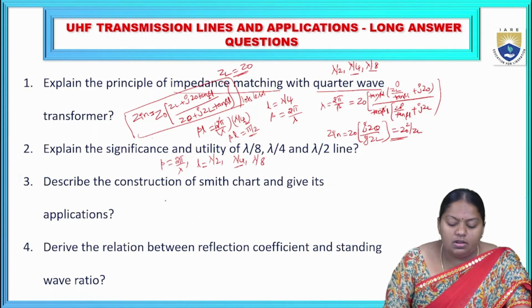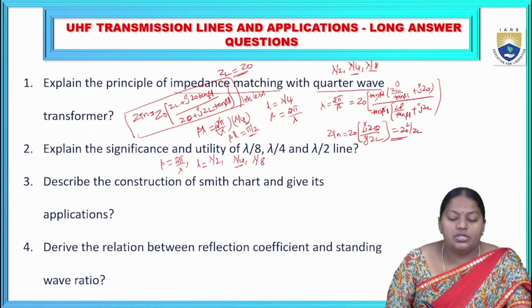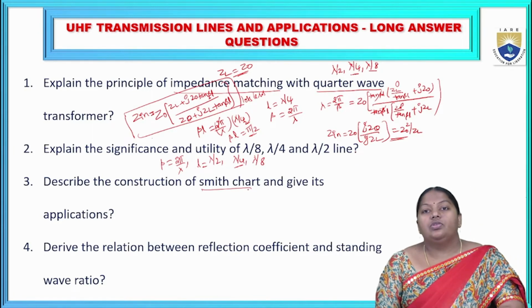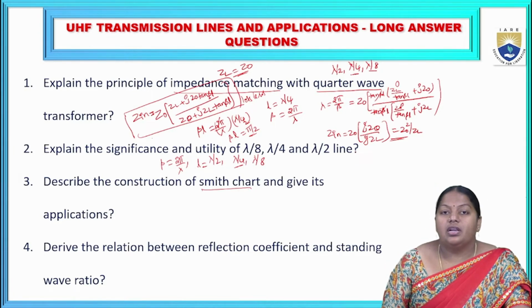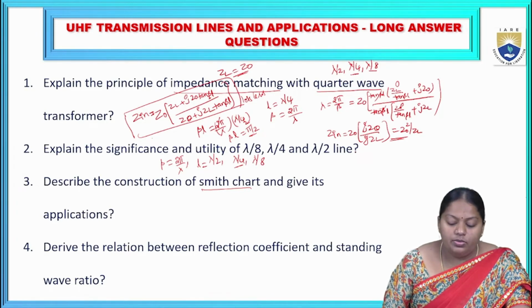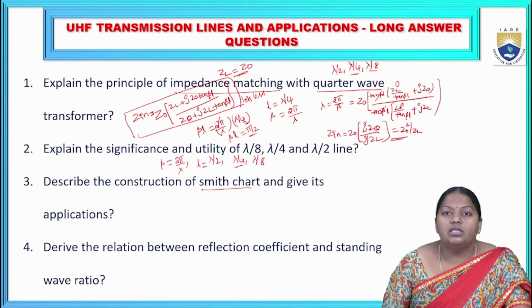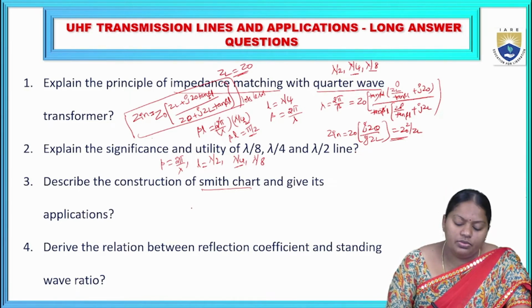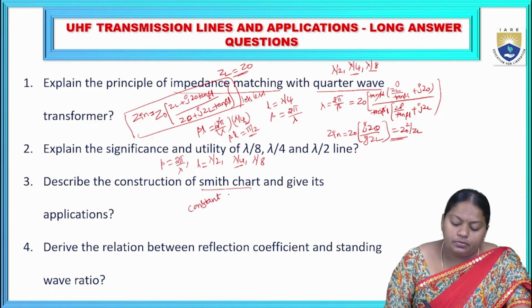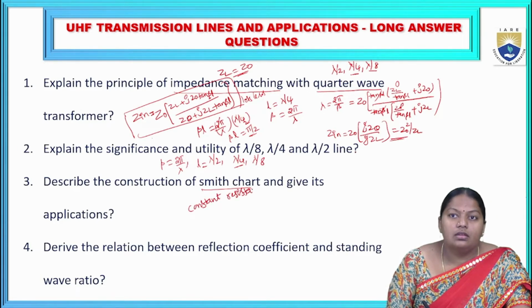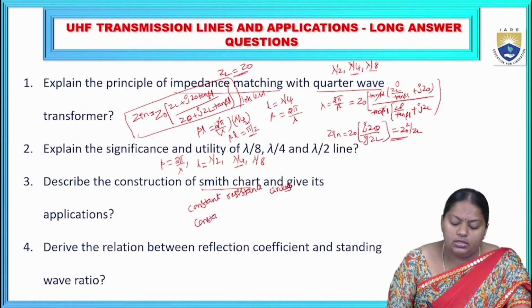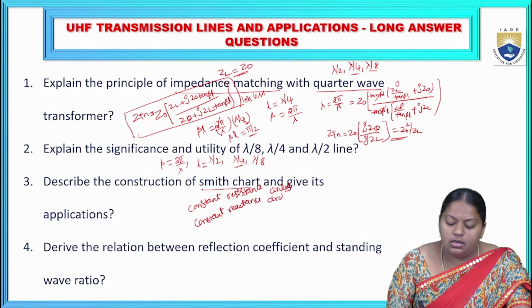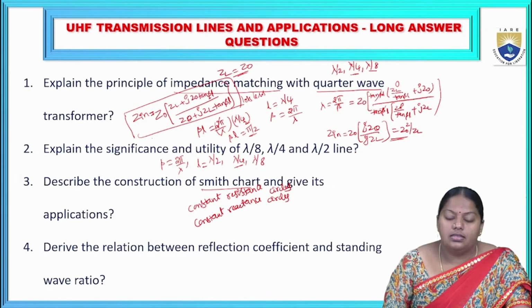Next, describe the construction of the Smith chart and give its applications. As we know, to measure the reflection coefficient and standing wave ratio, we use a graphical method represented with the help of the Smith chart. Basically, it consists of constant resistance circles and constant reactance circles.